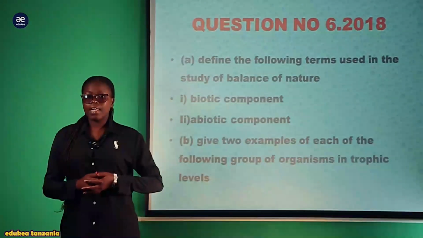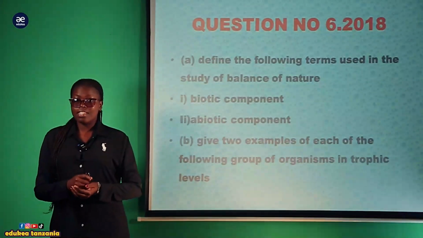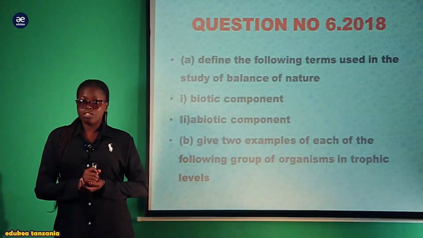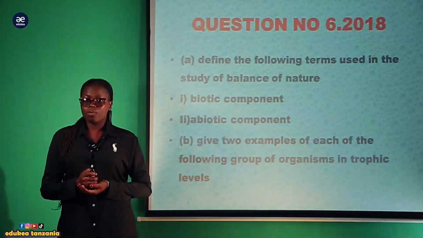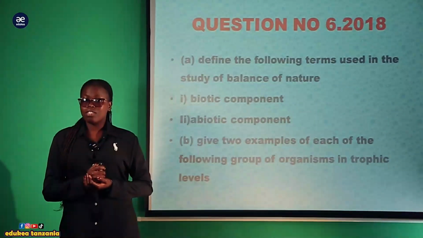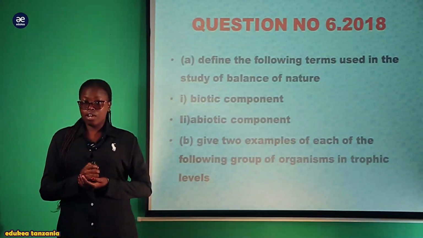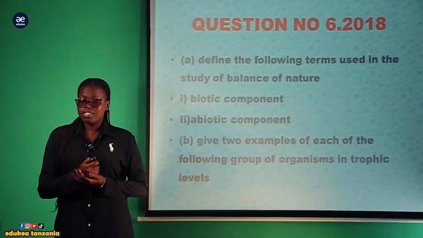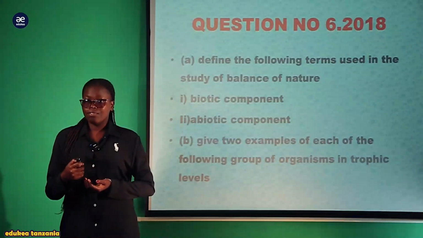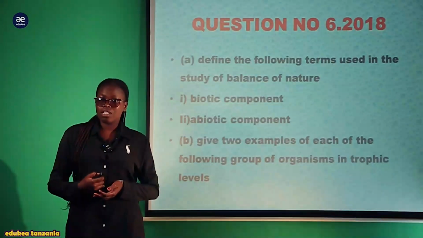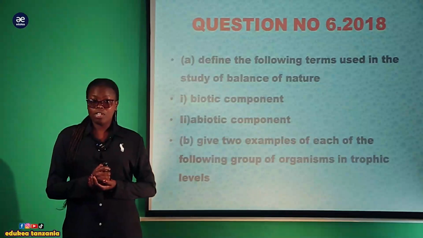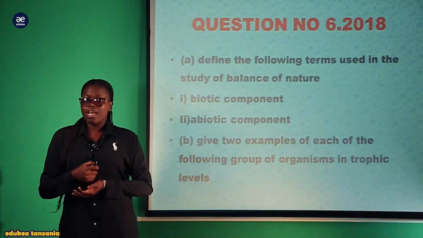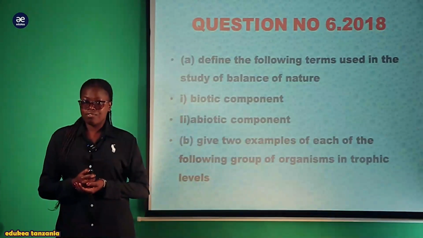So, my lovely Form 2 students, this question has been derived from the topic of balance of nature. It is a very interesting topic because you learn about the variety of things found in your environment. You come to know the mode of interaction, the feeding relationship existing between the living and non-living, or between the biotic and abiotic components found in the environment. The environment is made up of living and non-living matter, and they depend on each other for their survival.